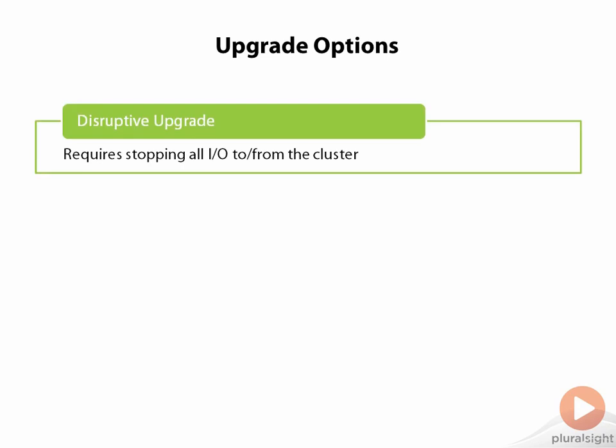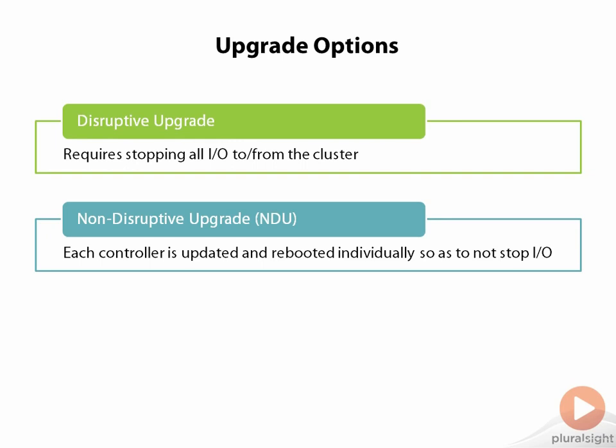So now let's get into upgrades. There's a couple of different options for how we do upgrades. The first one is known as a disruptive upgrade. It requires stopping all I/O to and from the cluster, so we take a maintenance outage and do this. The next one is a non-disruptive upgrade, an NDU.